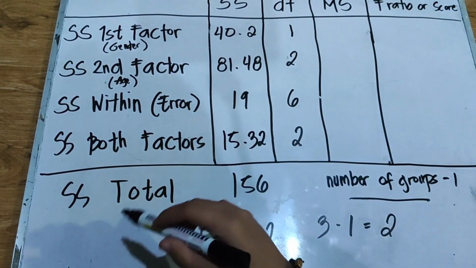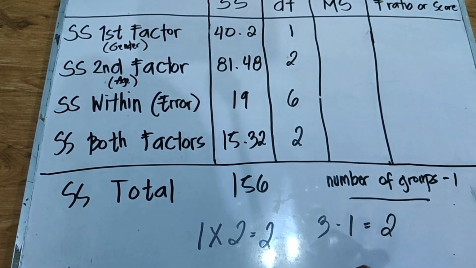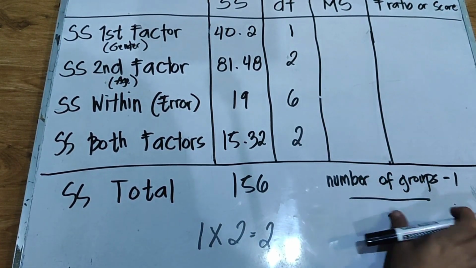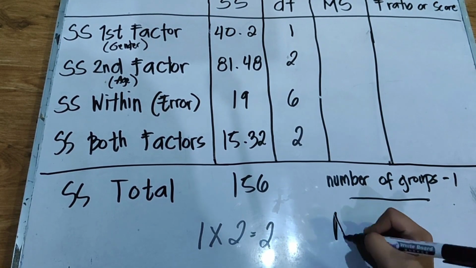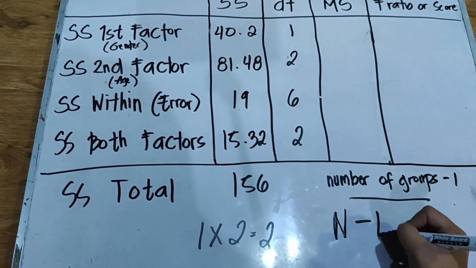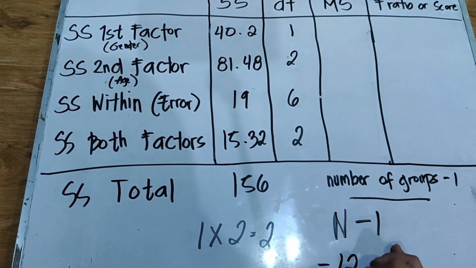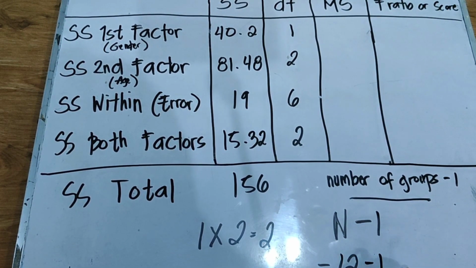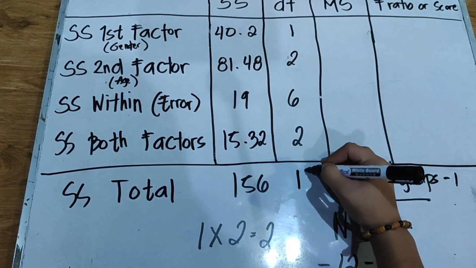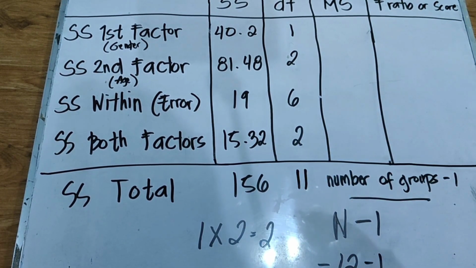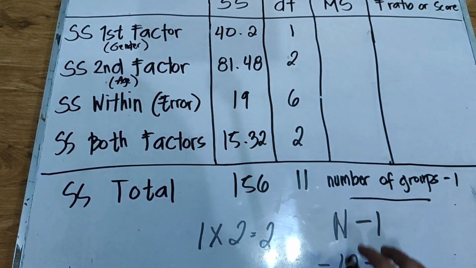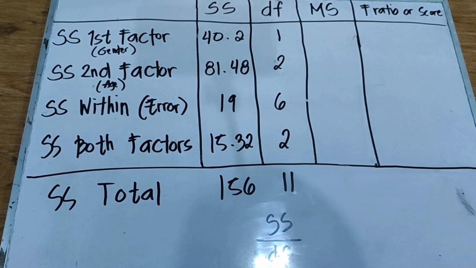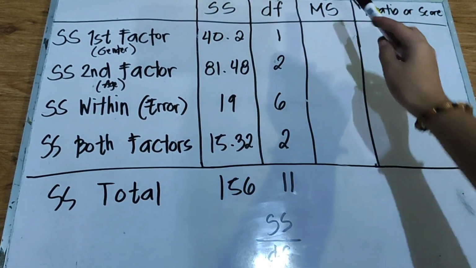Sa DF nga sum of squares total, ang formula niya kay total number of test scores minus 1. So 12 ang siya ka test scores tanan minus 1 equals to 11. So 11 ang iyang total number, sum of squares total under ng DF. Next is the mean square or MS.